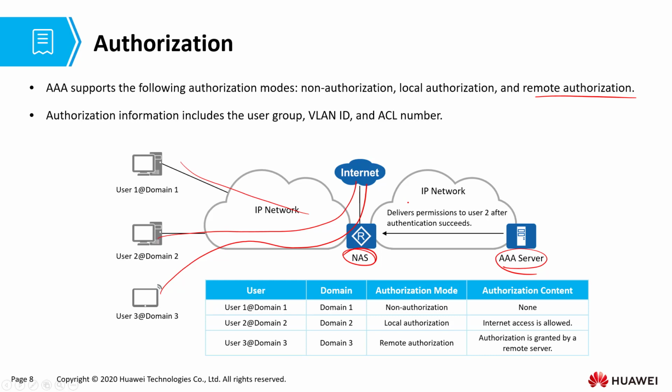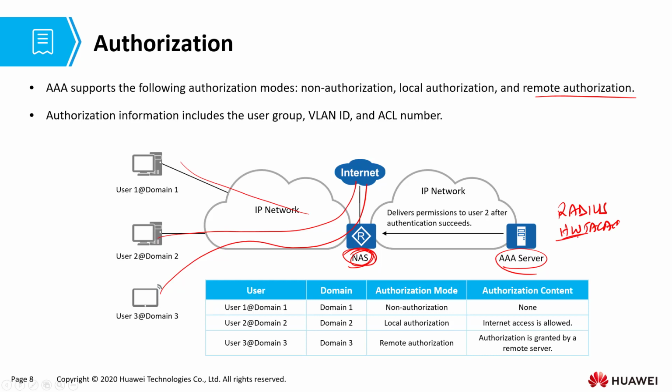non-authorization: authenticated users will have unrestricted access rights on the network. Local authorization is where the users are authorized based on the domain configuration on the network access server. And remote authorization is where we are going to use Radius or the Huawei TACACS to do the authorization.